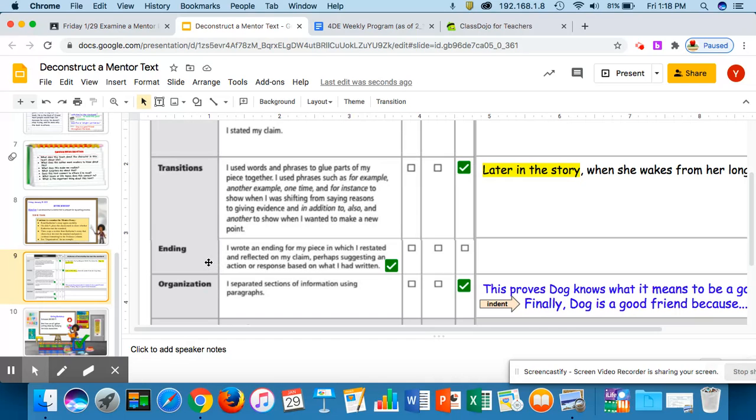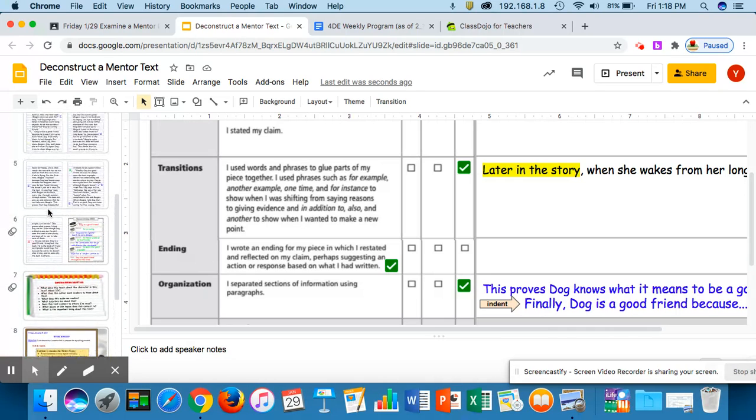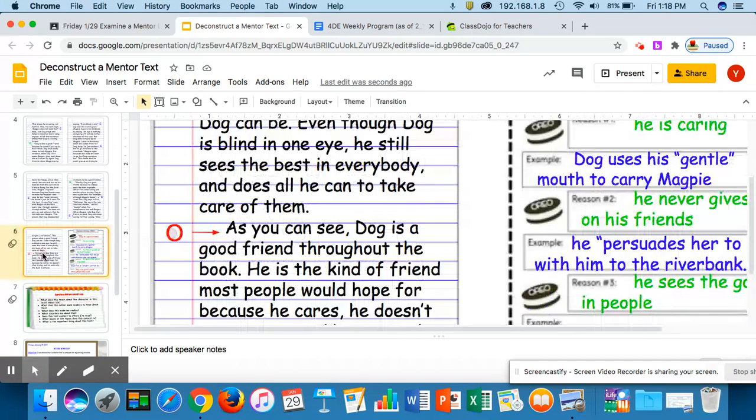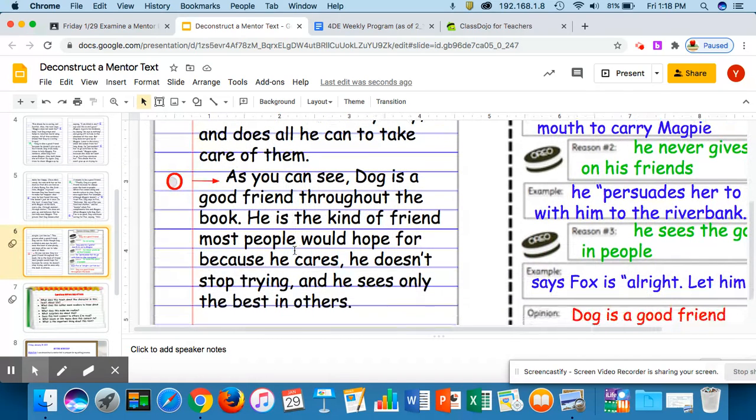Okay, so the ending part, that's the conclusion. I wrote an ending for my piece in which I restated and reflected, remember, reflected on my claim, perhaps suggesting an action or response based on what I had written. So I go right to the conclusion. Did she do that in her conclusion?